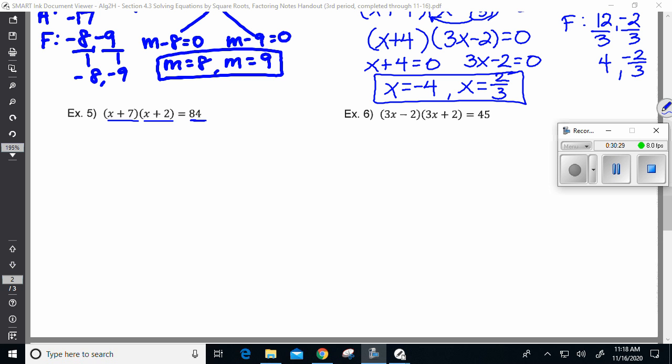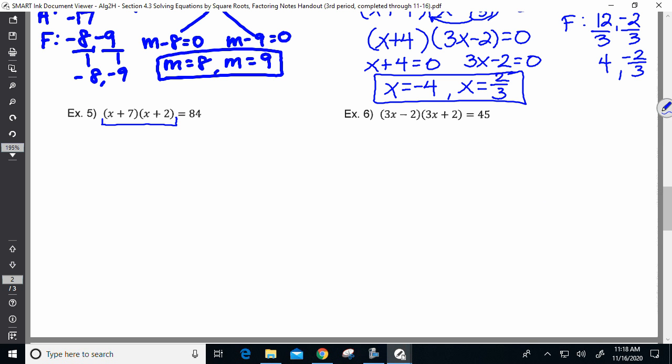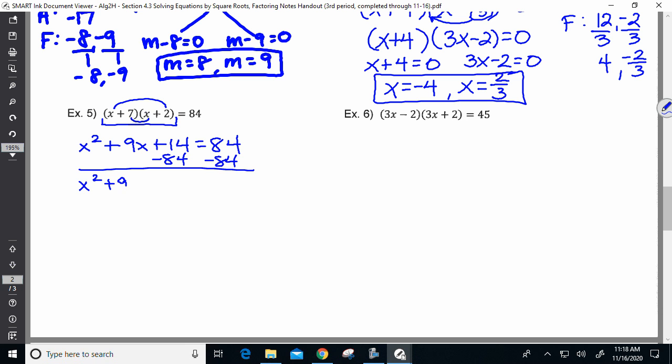So the first thing that we need to do is to multiply the left-hand side. Multiply the left-hand side, so that gives you x squared plus x times 2 is 2x, 7 times x is 7x, so 9x plus 14 equals 84. But now that gives us the problem in which we got to get it equal to 0, which that part takes care of itself. Subtract 84 on both sides. x squared plus 9x minus 70 equals 0.